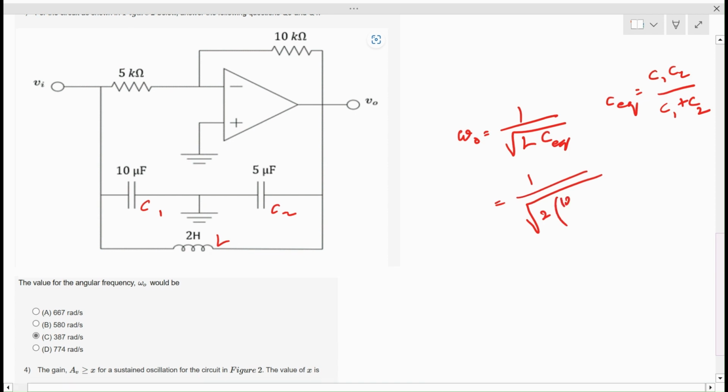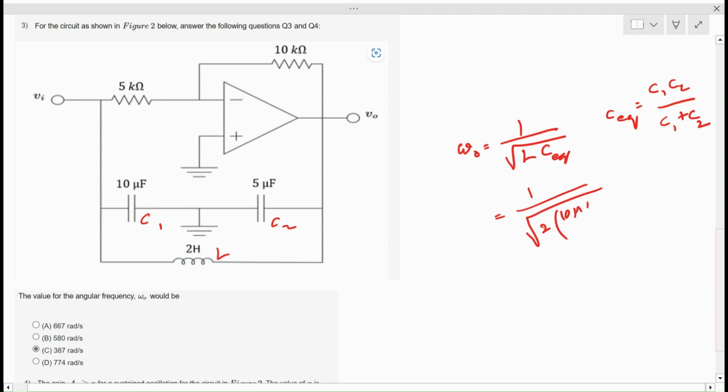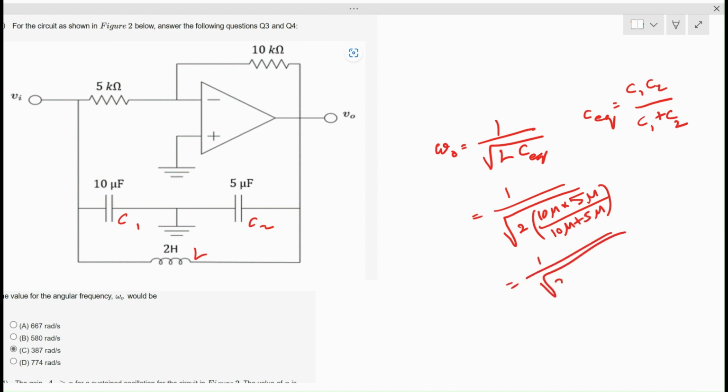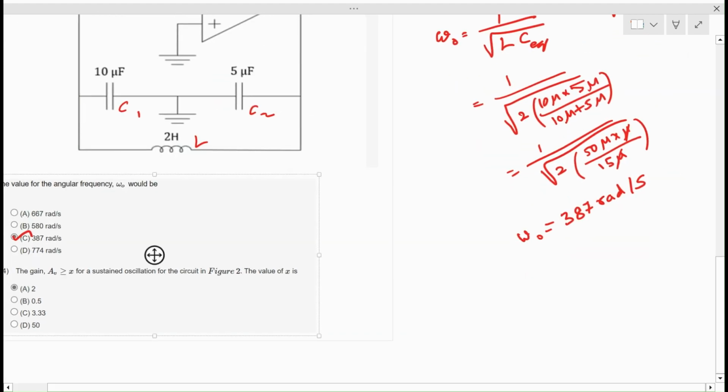C1 into C2 is nothing but 10 micro into 5 micro whole divided by 10 micro plus 5 micro, and therefore square root of 1 divided by 2 into 50 micro square, micro into micro, divided by 15 micro. So micro is getting cancelled, and if we simplify this, we will get the answer as 387 radian per second. So the given answer is option C.